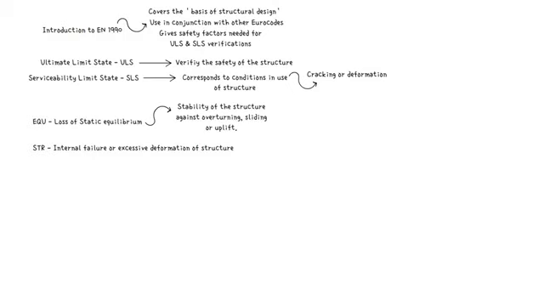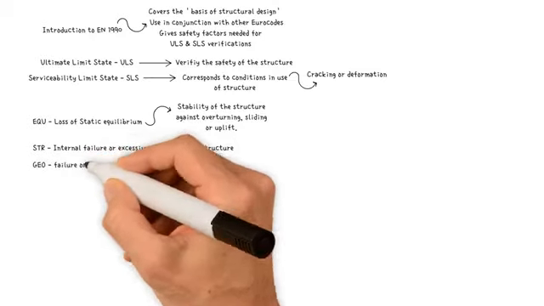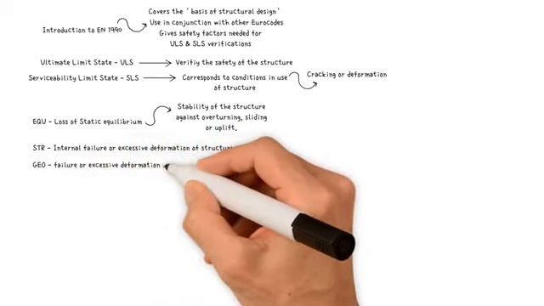Structural, internal failure, or excessive deformation of the structure, or structural members, including footings, piles, basement walls, etc., where the strength of construction materials of the structure governs. Geotechnical, failure or excessive deformation of the ground where the strengths of soil or rock are significant in providing resistance.